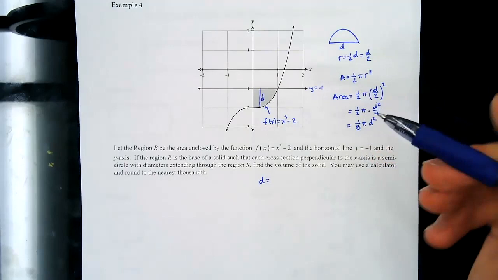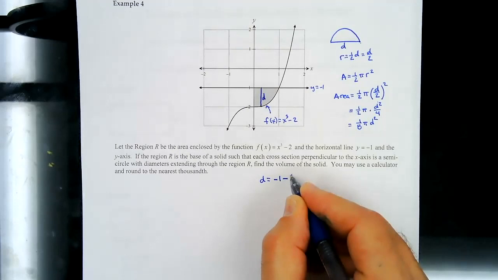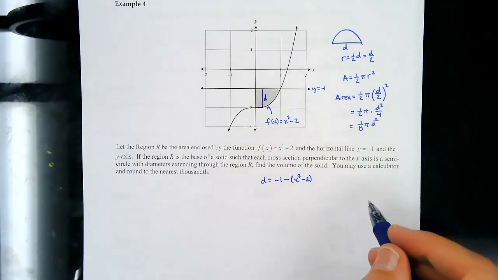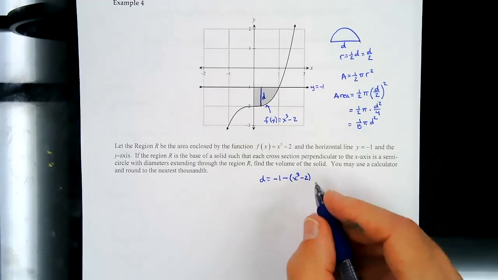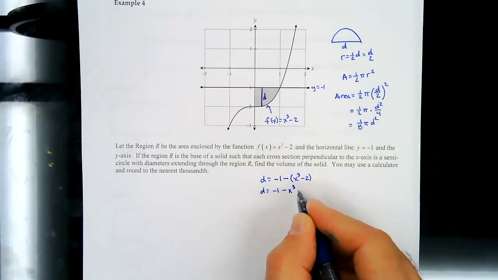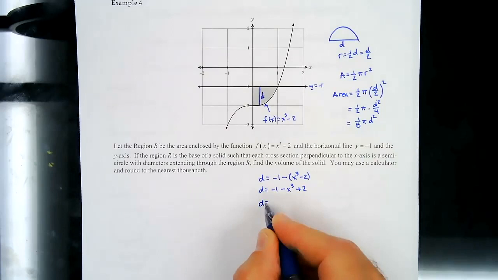So the diameter here is going to be -1 minus, and I have to put this in parentheses, x cubed minus 2, because I have to subtract all of f of x, right? So I have to put that in parentheses if it's a sum or difference. So the diameter here is -1 minus x cubed plus 2. We can combine the -1 and the 2, and that makes a diameter of 1 minus x cubed.